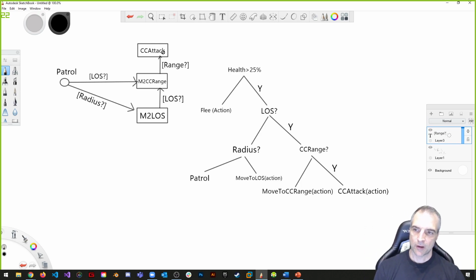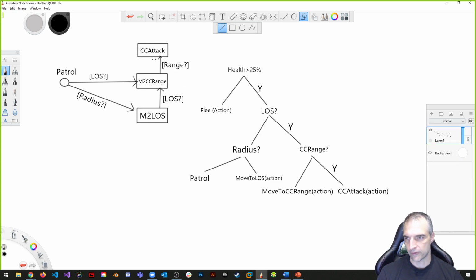I can go from being in close combat attack back to needing to get back in range if my player flees. So there's got to be a transition that can take me from here back to here, which is the same thing. It's if I have range or not. I'm in range, then attack. I'm not in range, go back to getting in range.